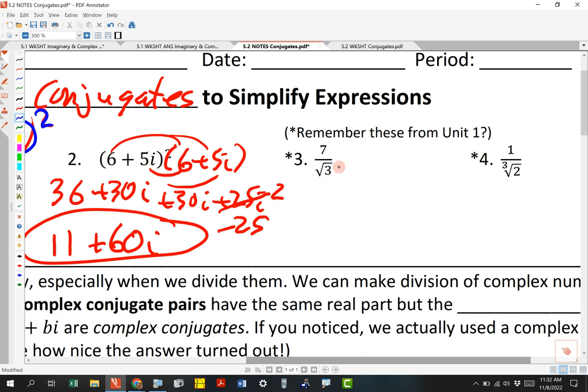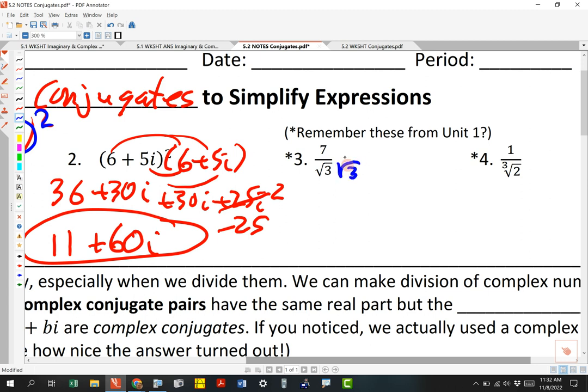Okay, can somebody raise their hand and tell us how we do this one? I want to know how to do it, not what the answer is, how to do it. Dane. So you gotta multiply the top and the bottom by the square root of 3. Can you tell me why?